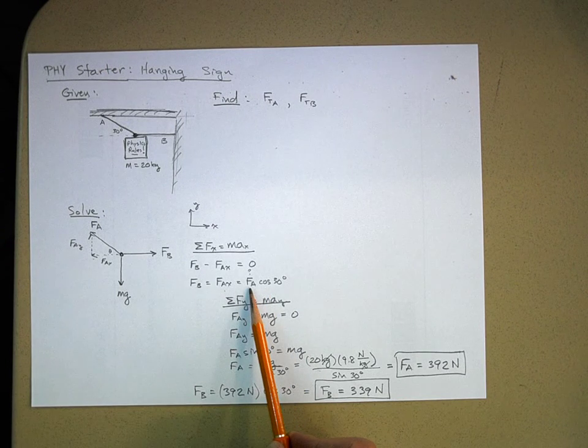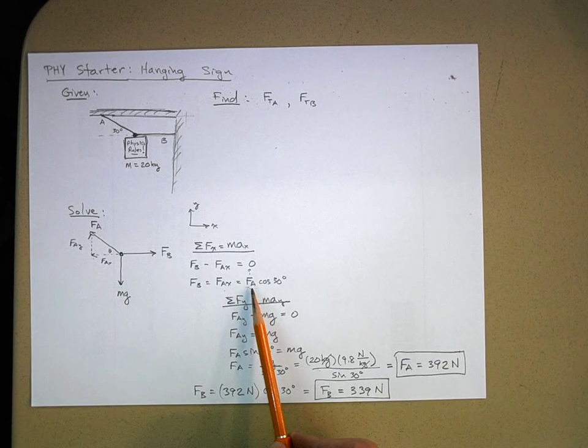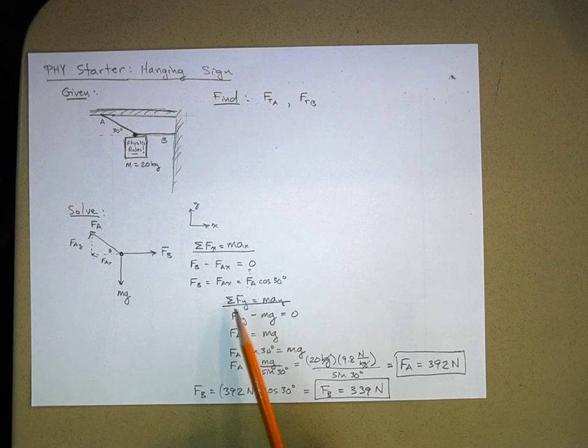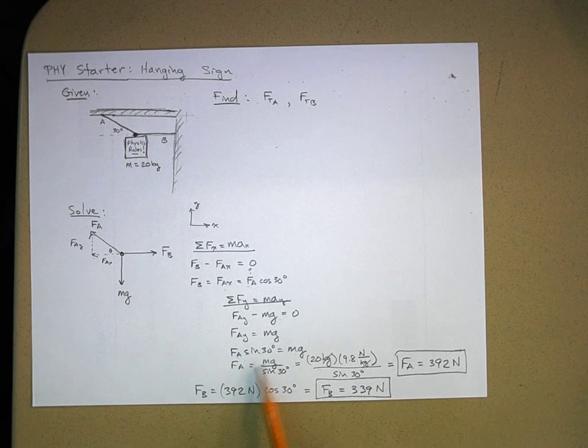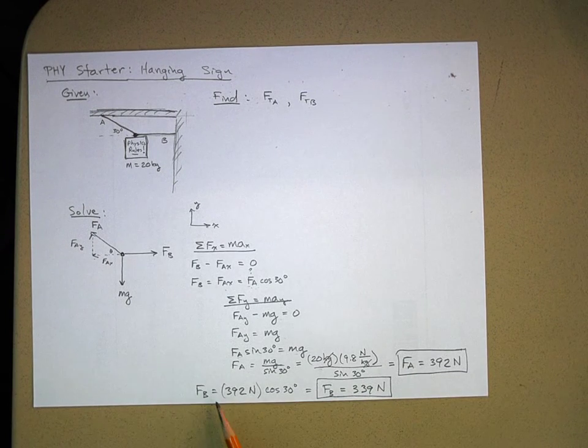But I don't know what FA is. So I've got 2 unknowns in here. So that just means, hey, I'm not done yet. I've got to find out what FA is. So I look in the y direction. The y direction allows me to solve for FA. Then I go back to what I started with over here. FB equals FA cosine theta, and I get it.